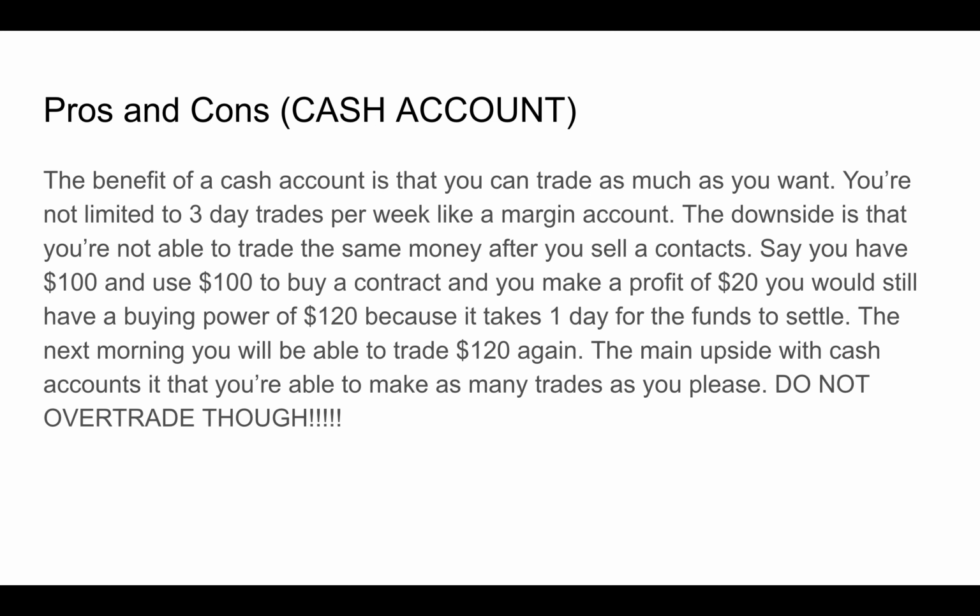So say in a cash account you have $100 and you buy a contract for $100 and you profit $20, bringing your account to $120. Your buying power would still say $0 because it has to wait for the cash to settle. This is a downside because if you have a small amount of capital, you can't trade very much per day. Whereas in a margin account, if you had $100, you can reuse that $100 as many times as you want.